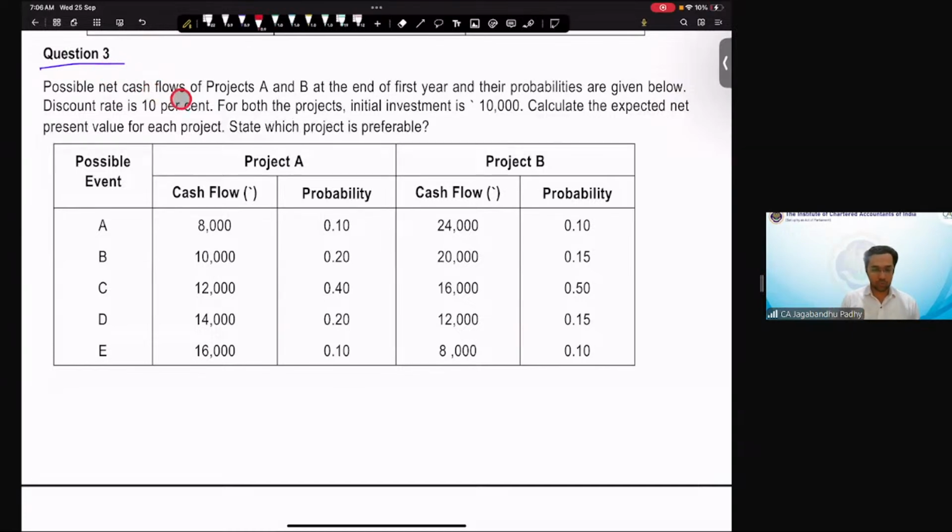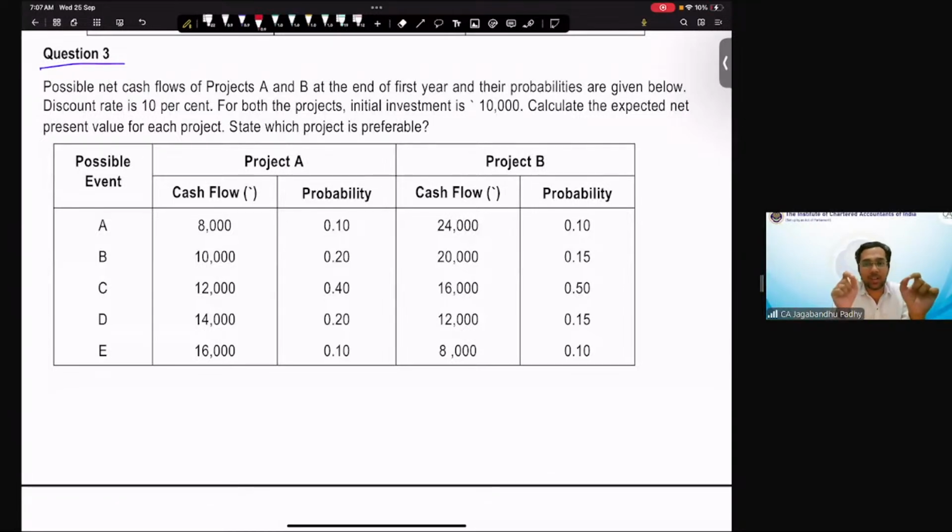So for both projects, initial investment is 10,000. Discount rate is 10%. Calculate the expected net present value of the project. State which project is feasible. Now, these cash flows, 8,000, 10,000, 12,000, are not cash flows occurring at multiple intervals. These are the expected cash flow that we are foreseeing for just the next year.